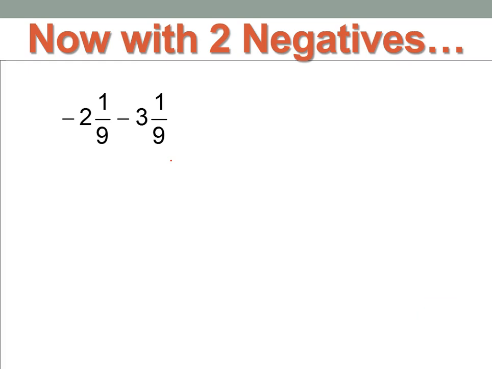All right, welcome back. So let's see how you did. You should have changed this into an improper fraction, 9 times 2 plus 1. It's 19, but I'm going to keep this negative sign, and I'm going to put it right here. Right? And I keep my denominators at 9. I've made this into an improper fraction. And now notice what I've done here.